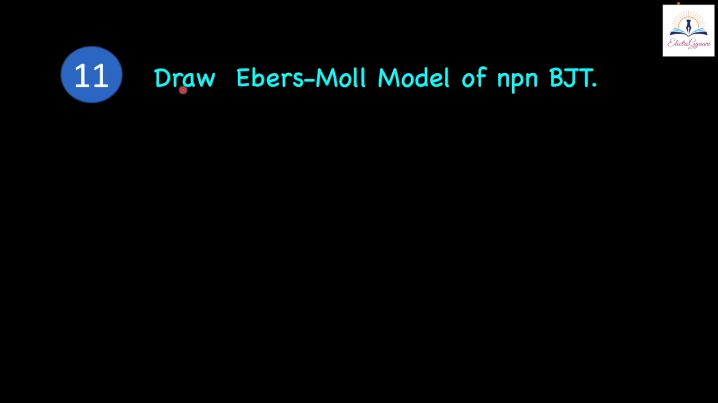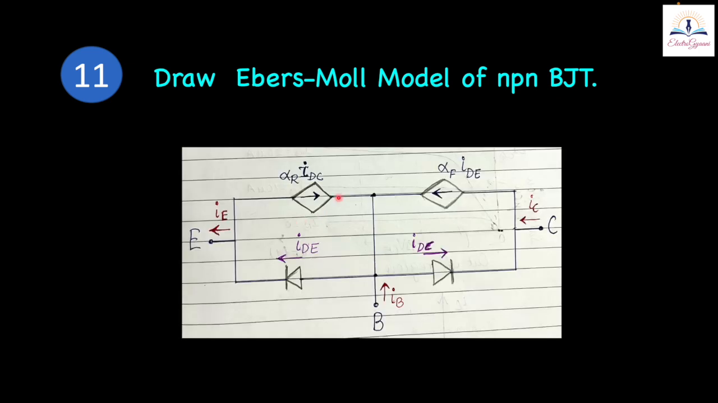Next, draw Ebers-Moll model of NPN BJT. So this is the Ebers-Moll model of NPN BJT. This Ebers-Moll model is used to predict the operation of BJT in all of its possible modes, that is cutoff, forward active, reverse active and saturation mode. Here we have two back-to-back diodes.